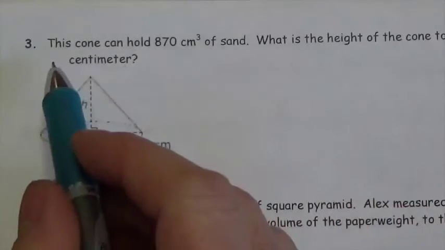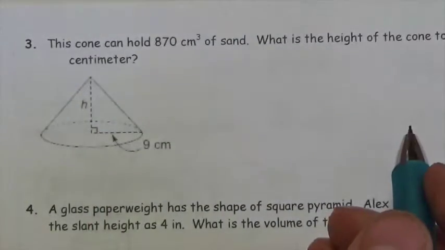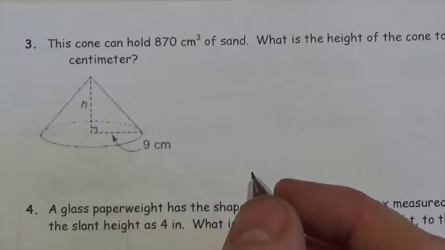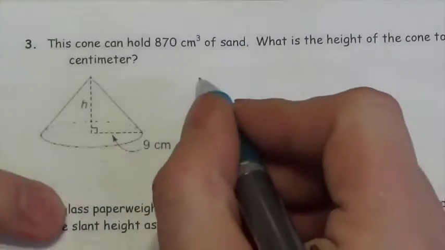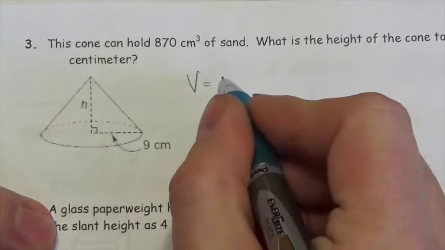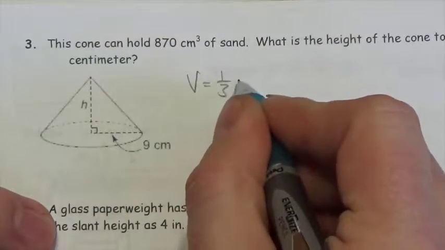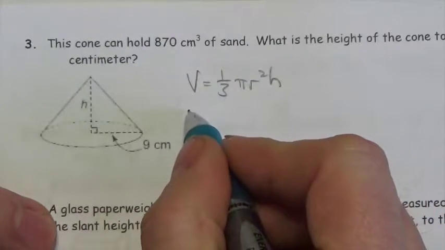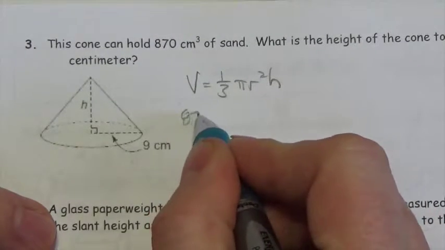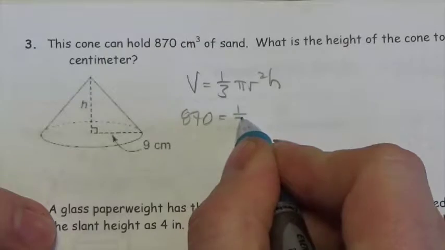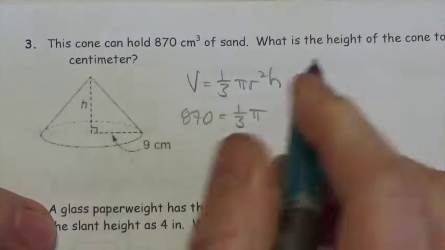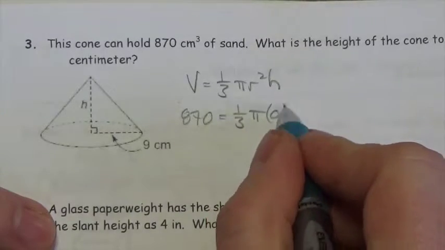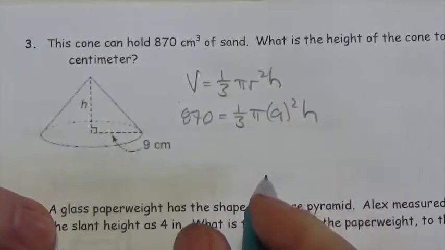So this question says that this cone can hold 870 centimeters cubed of sand. What is the height of the cone to the nearest tenth of a centimeter? Well, this is very similar to the one that we just did. So the volume of a cone here is going to be 1/3 the corresponding prism. Okay, so we already know that the volume is 870. We know that's going to be 1/3 of pi. Now r in this case is 9. So this will be 9 squared, and then we're left with just the height here.